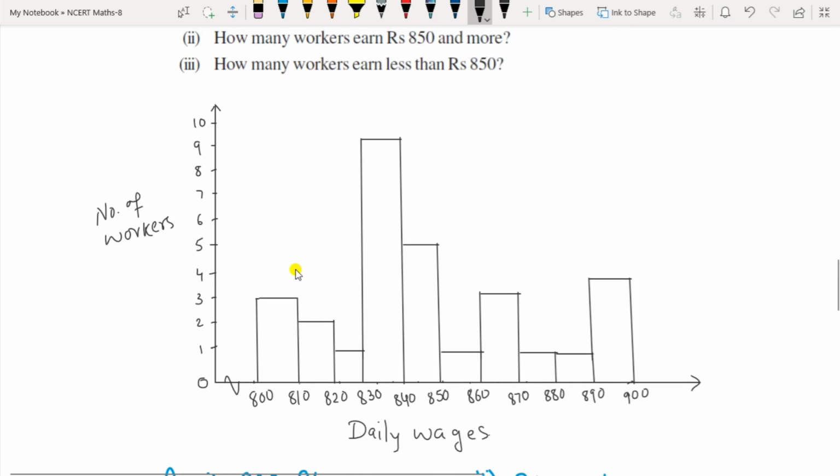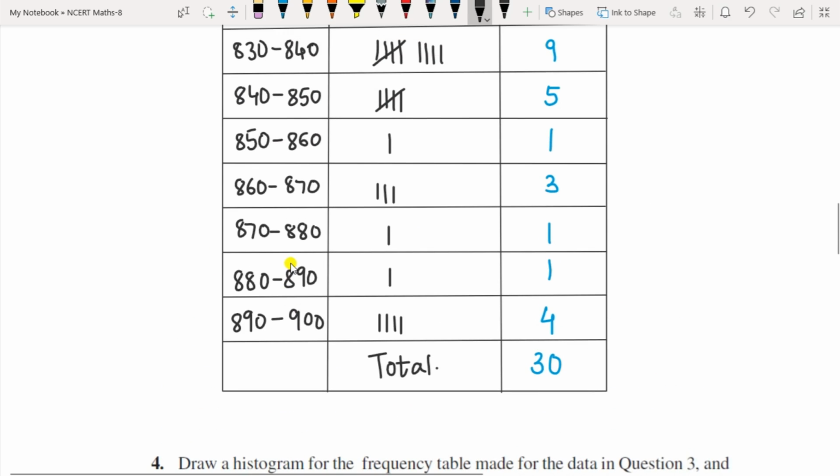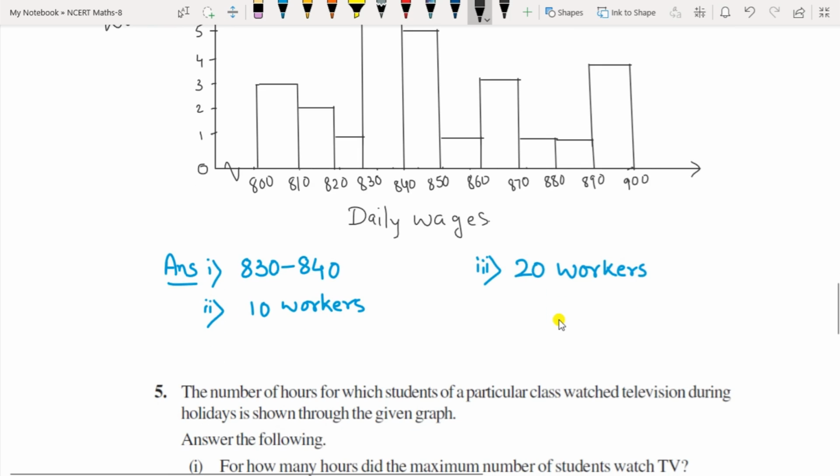Then the second question is how many workers earn 850 and more. 850 and more means all these workers. So all these we have to add: 1 plus 3 plus 1 plus 1 plus 4, that will give you 10 workers.